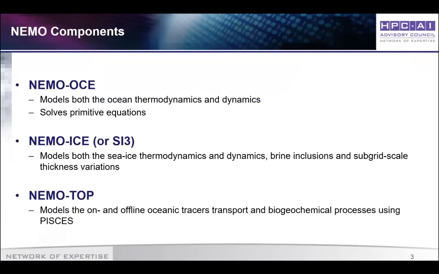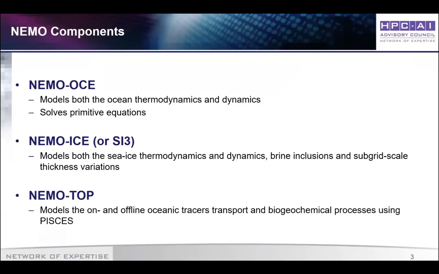There are three main components to NEMO. The ocean part models the thermodynamics and the dynamics of the ocean: how the water moves, how the salt moves, how the temperature varies. And it solves a large system of partial differential equations, so-called primitive equations.